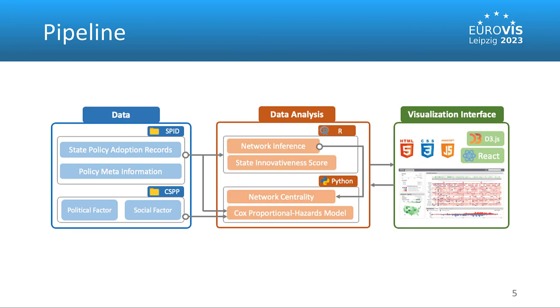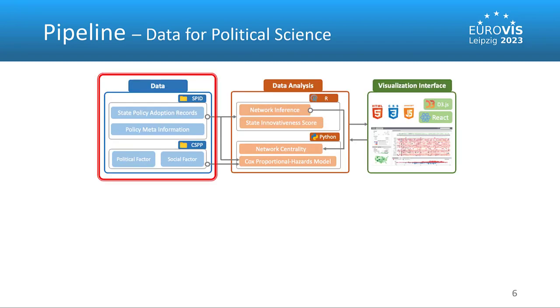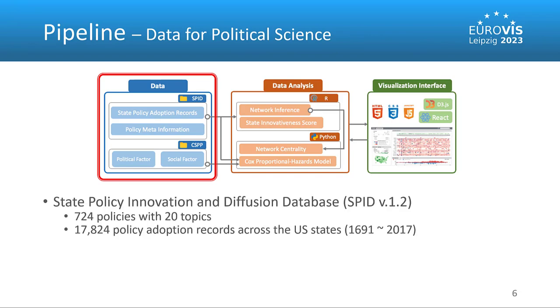Here is our system pipeline. The pipeline has three items: data, data analysis, and visualization interface. Two political and social datasets are used in this work. The first data is the State Policy Innovation and Diffusion Database, called SPID. It includes a total of 724 policies with 20 topics that spread across 50 U.S. states from 1691 to 2017, along with the 17,824 policy adoption records. These records make a policy diffusion network.